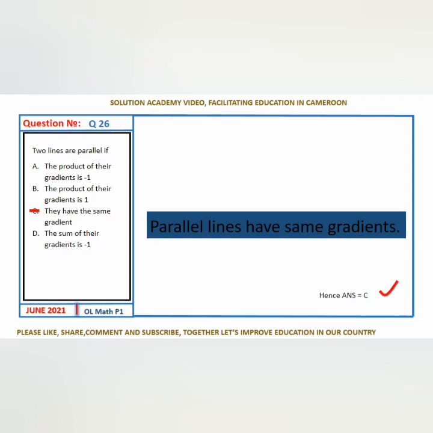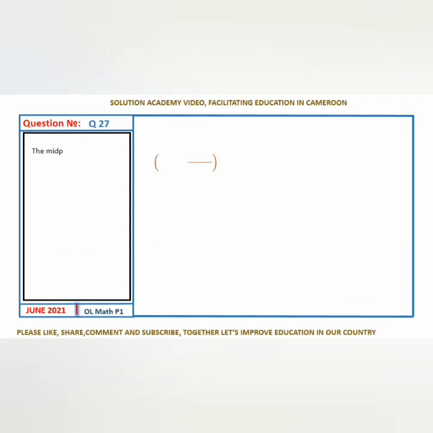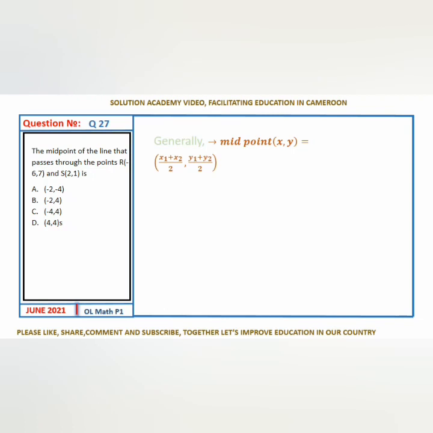Question number 27. The midpoint of the line that passes through the points R and S is. So I have to calculate the midpoint. So generally we have to know the formula for midpoint. We have to know that the midpoint, say (x, y), is always given by x1 plus x2 divided by 2, comma, y1 plus y2 divided by 2.